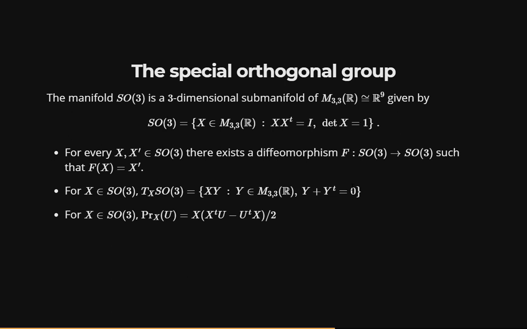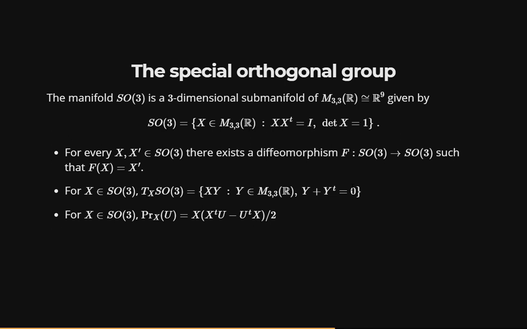Now, a less trivial fact: the projection on the tangent space of any matrix is this function here. So it's the antisymmetric part of X transpose U, multiplied by X. Okay, this is the orthogonal projection. You can do the computations if you want. I will not.